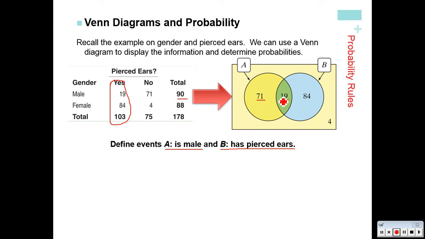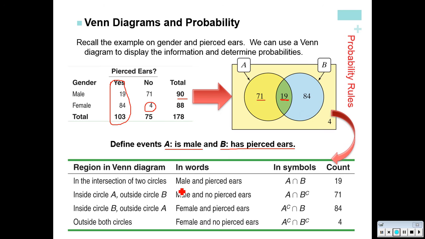So you have 19 of those that are male and 84 that are female. And then you have 4 here that are in the group of people that are female and do not have pierced ears. So when we start to talk about different things with probability for something like this, the intersection of the two circles, which is this area right in here, there would be 19 of those that are male and have pierced ears.